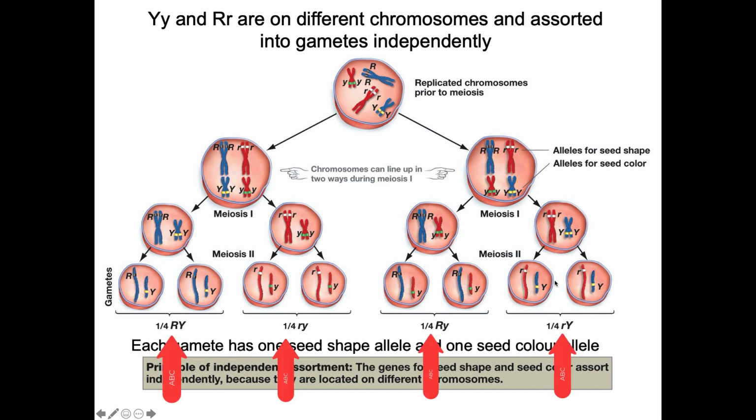These are the four possible outcomes that you can get in the gametes, and each outcome is equally likely to happen, so we end up with four different kinds of gametes. One type which has both dominant alleles, one that has both recessive alleles, one that has dominant seed shape and recessive seed color, and one that has recessive seed shape and dominant seed color. Each one of these possible gamete outcomes is equally likely to happen, so it's a quarter probability for each possible gamete type.